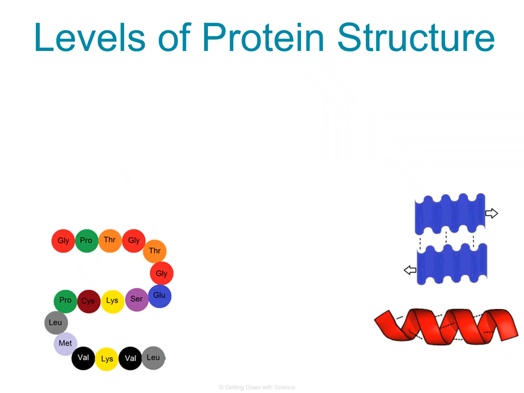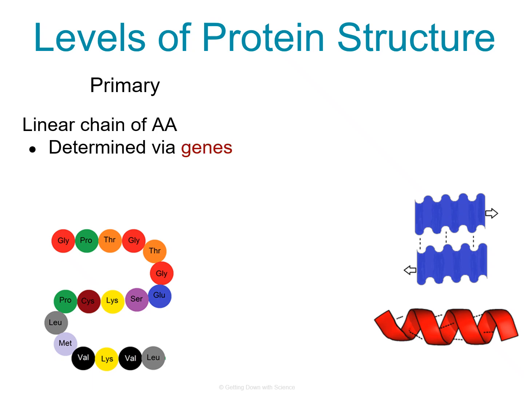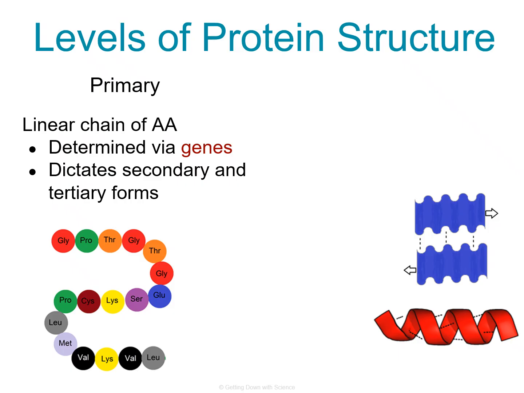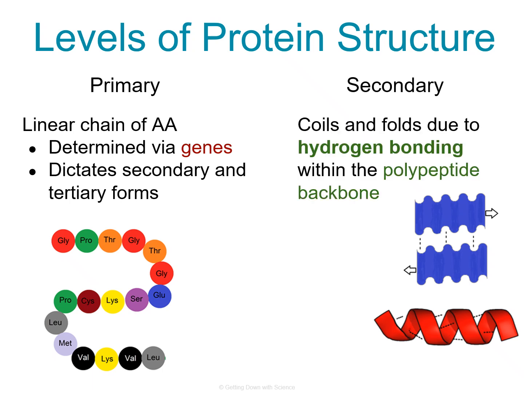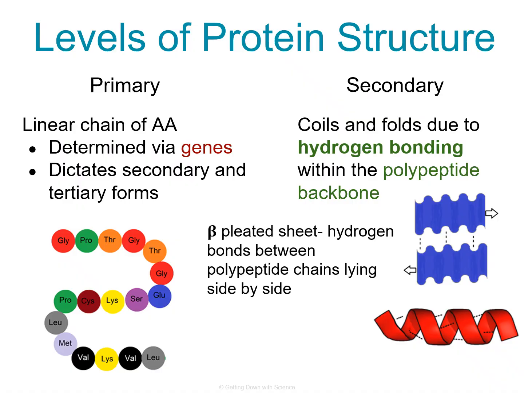So we talked about structures and how proteins fold, so let's quickly talk about the 4 levels of protein folding. So we have primary, which is just a linear chain of amino acids, and it's determined via our genes. The primary sequence dictates the secondary and tertiary forms based on those side chain interactions. And then we have secondary, which are coils and folds due to hydrogen bonds within the polypeptide backbone.